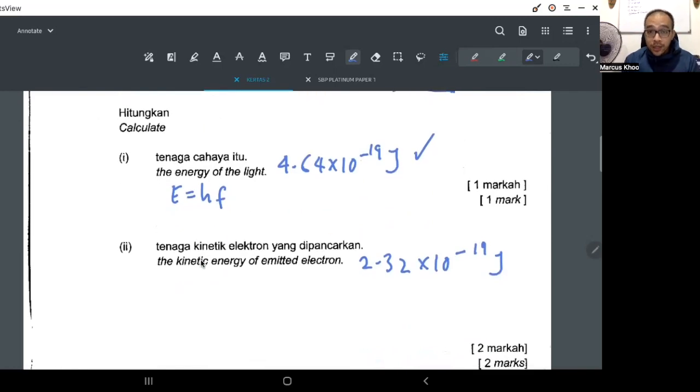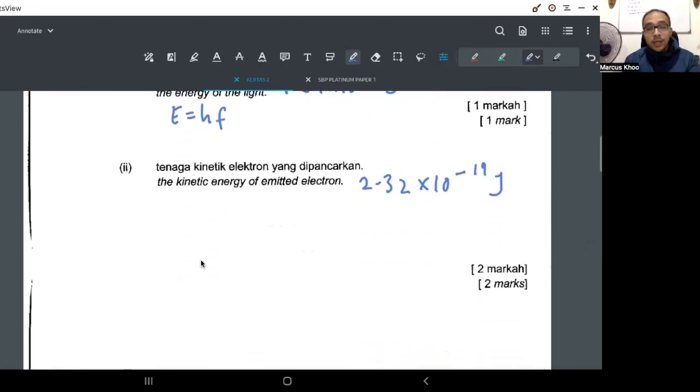Okay, then you want to count the kinetic energy. So remember this, the total energy that comes from the light is divided into two. One must be the work function, and then the rest of the energy is converted into kinetic energy that is used to move the electrons. So the work function is just to release the electrons, and the kinetic energy is what is needed to move the electrons.